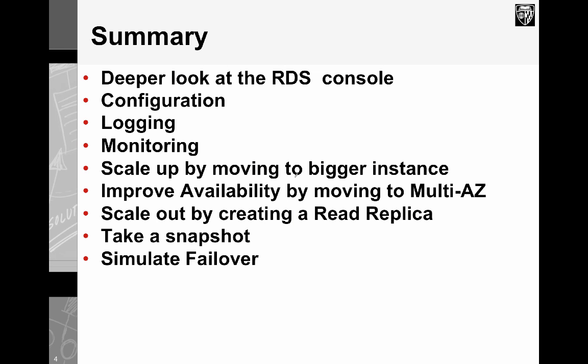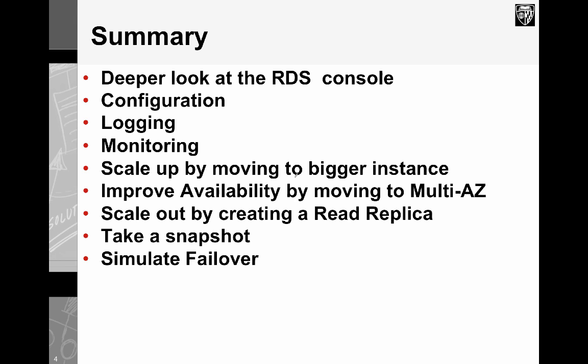So in this section, we took a deeper look at the RDS console. We looked at configuration in terms of parameter groups and option groups and how we were able to create those groups. And the way you create them is by cloning existing parameter and option groups, making the changes, saving it, and then applying it to a database instance. We also looked at logging, where the different MySQL logs are placed. We looked at monitoring, all the different monitoring watches that are being shown.